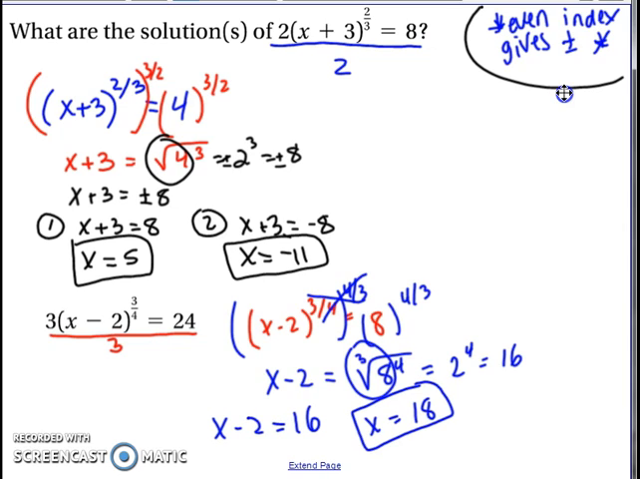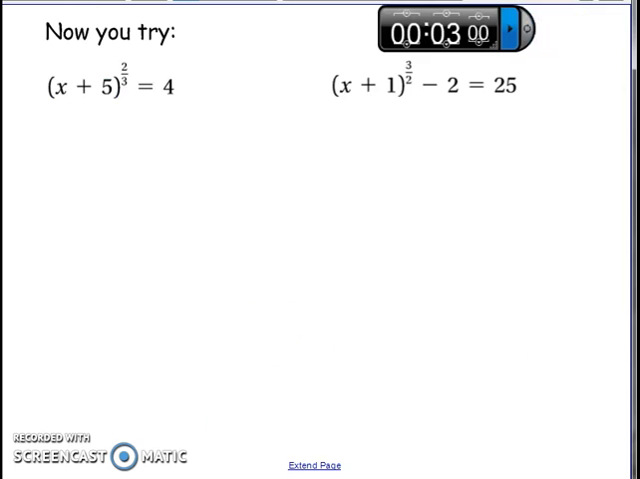We don't have plus or minus in this one since the index is odd and not even. So if we look at this one, we're going to raise both sides to the 3/2.